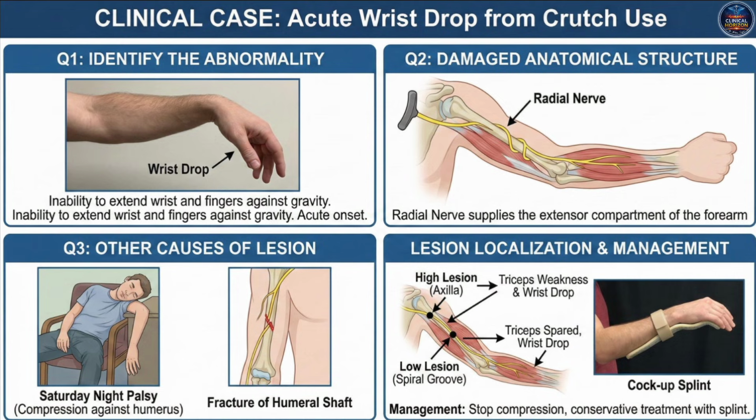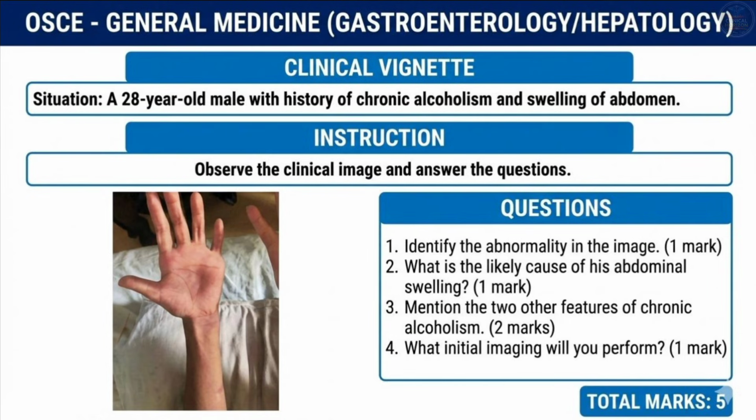How do you treat this? Since this is a compression injury or neuropraxia, recovery is usually good. Management is conservative. Stop using the ill-fitting crutch. Use a dynamic cock-up splint to keep the wrist extended and prevent contractures while waiting for the nerve to recover.